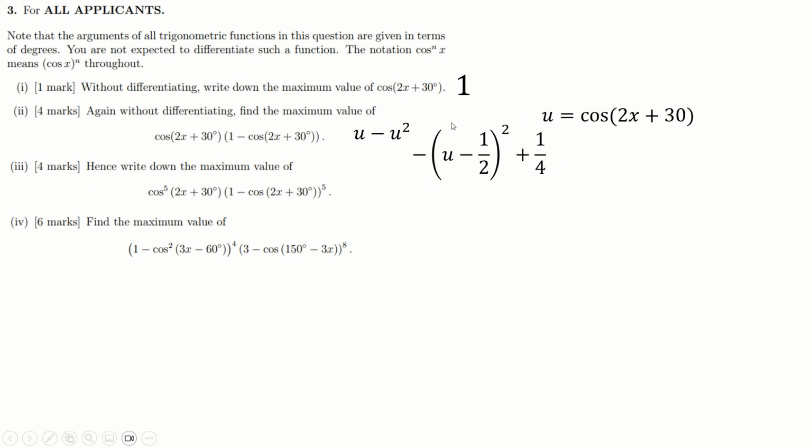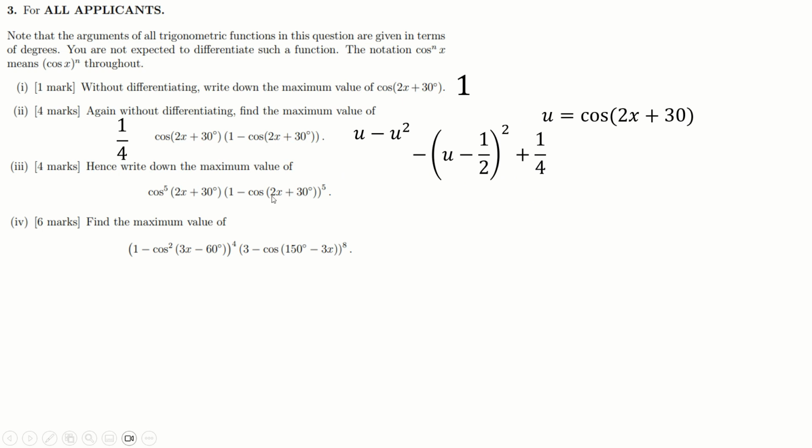Now, the only thing is, can this thing actually be 0? That would imply that u needs to be a half to make this cancel out. But cos of something could be a half, right? Again, if it's just been shifted horizontally. So that's fine. So I think the maximum value is just going to be this half over here.